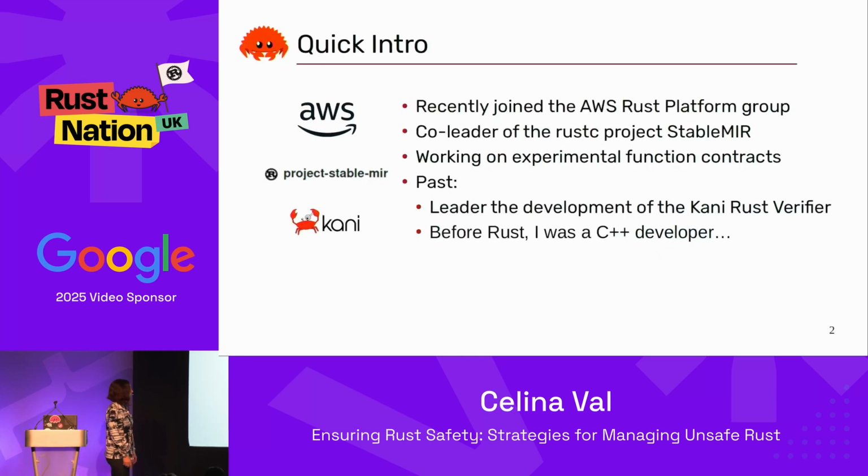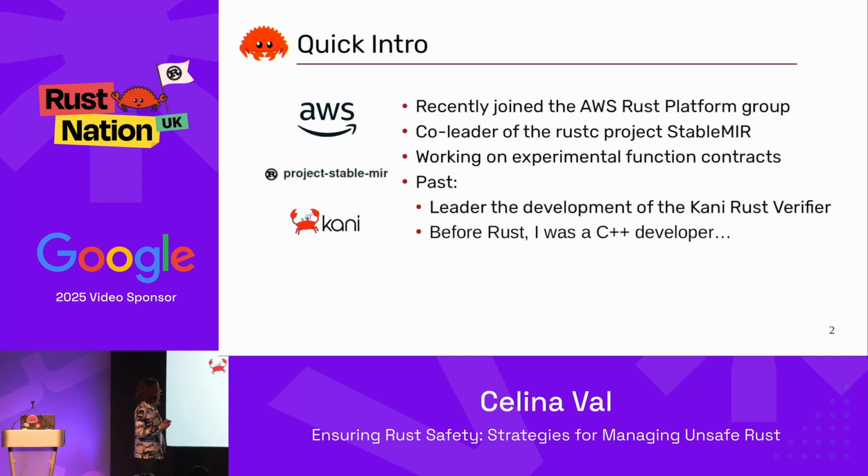Just a quick introduction about myself. I am a principal engineer at Amazon AWS. I have recently joined the AWS Rust platform group, which is led by Niko Matsakis, where we really focus on helping Rust builders, both internally and externally. I'm also the co-leader of the Rust compiler project named Stable MIR, where we are working to introduce APIs to the compiler, so tool developers can use the compiler as a library to build sophisticated code analysis tools.